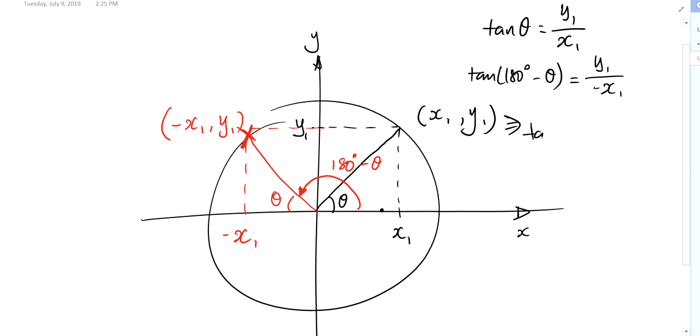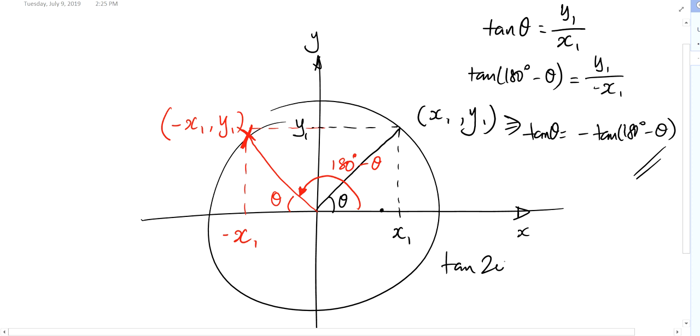Therefore, this tells us that tangent theta is not the same as tangent of 180 minus theta. What must I do to make them the same? That's it. You can try your calculator. With your partner, somebody try tangent, what number you want? 20 degrees. The other person tries negative tangent 160 degrees. Do you get the same answer? Yeah, so this is the relationship.